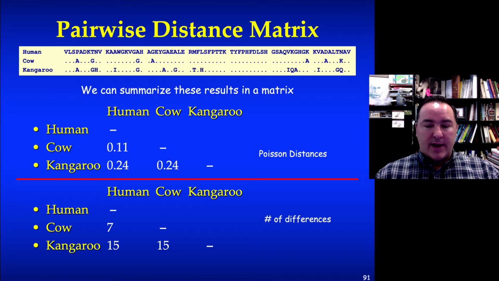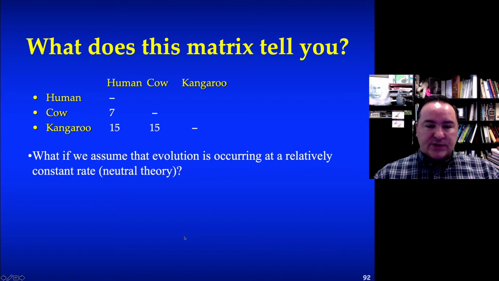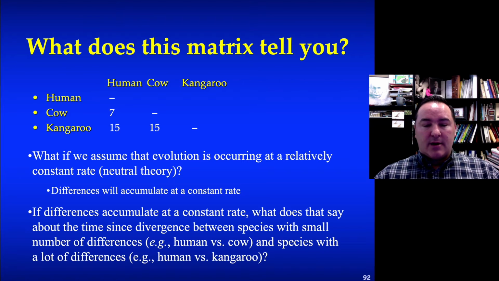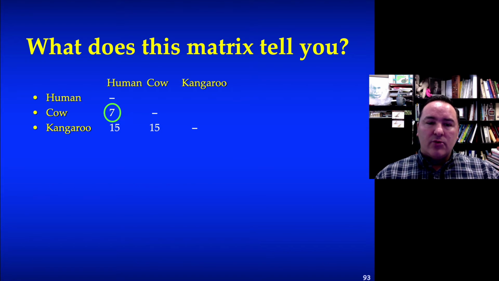Then you simply ask, how similar or different are these things? For simplicity's sake, let's just talk about number of differences. The difference between human and cow is 7, human and kangaroo is 15, and cow and kangaroo is 15. If I look at that, we assume that evolution is occurring at a relatively constant rate, and that differences accumulate at a constant rate. If this is true, what does this say about the time since they've diverged? It means that the same rate of evolution has been happening since the time of divergence. So I know that human and cow have the most recent divergence. So I can draw that with branches and a node.